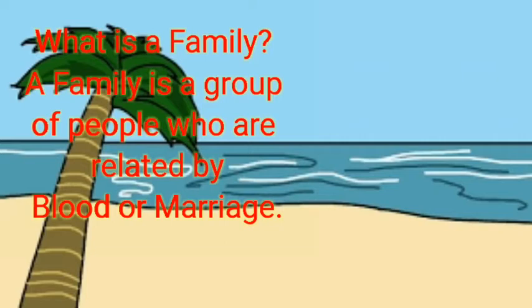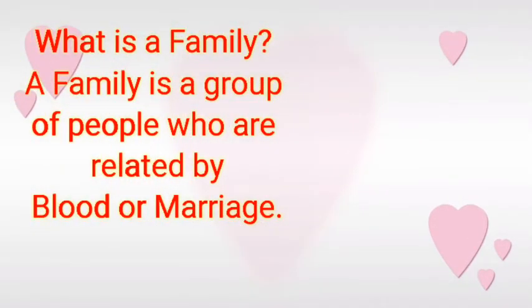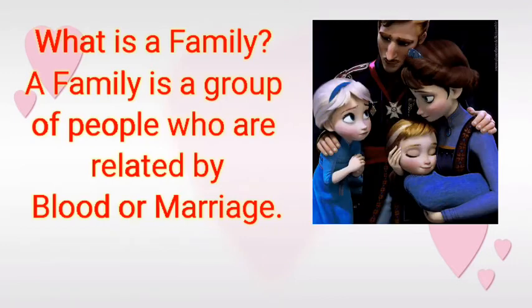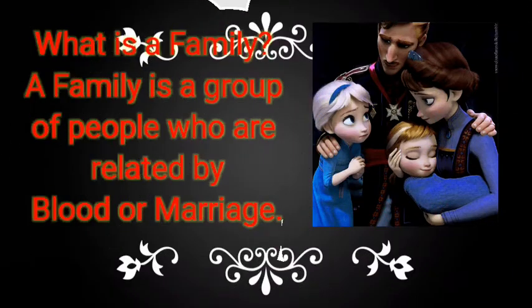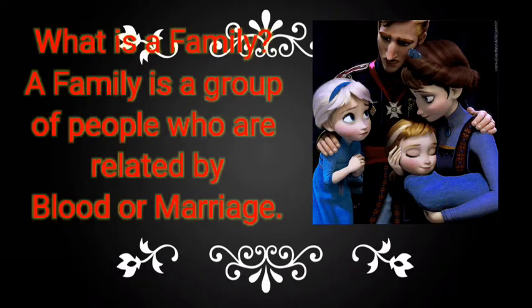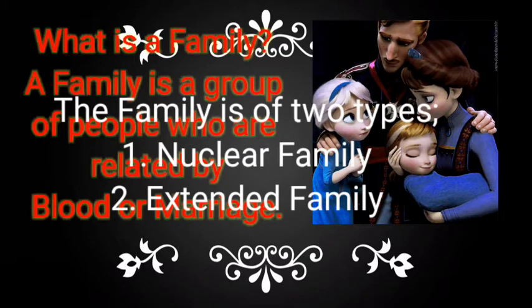A family is a group of people who are related by blood or marriage. The members of the family are related by blood or marriage. So everyone in your house is a family because you are all related by either blood or marriage. Now our parents are related by marriage and the children are related by blood. So now the members of the family must be related by blood or marriage. Note that.